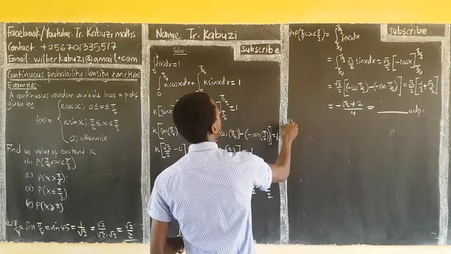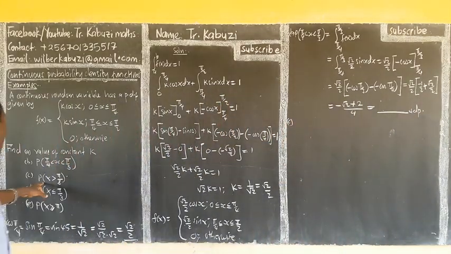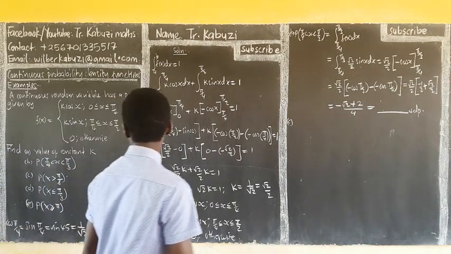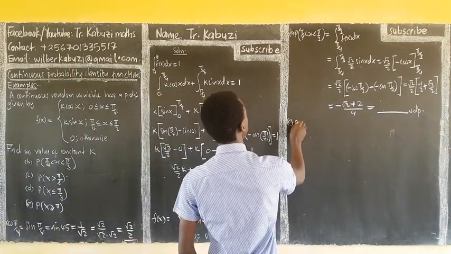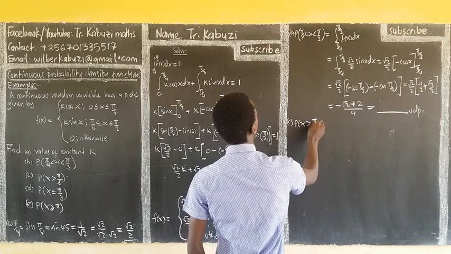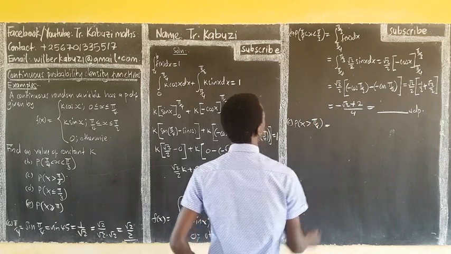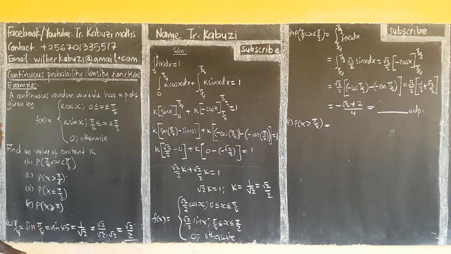Now come now to part C. Part C, we have probability of x about pi over 8. Now pi over 8 is the same as 22.25. You get 1 divided by 8, it's that you get 22.25, and it's here.